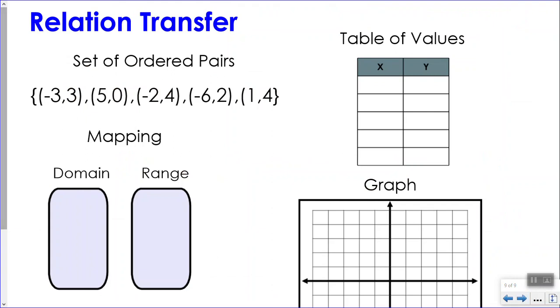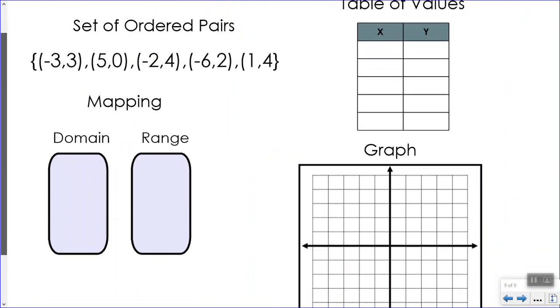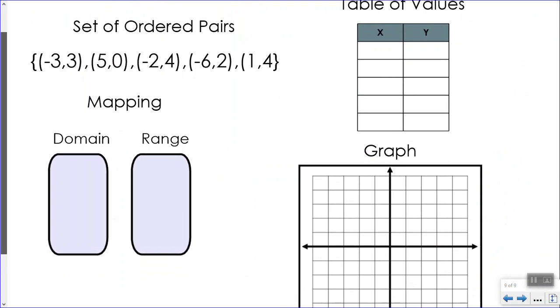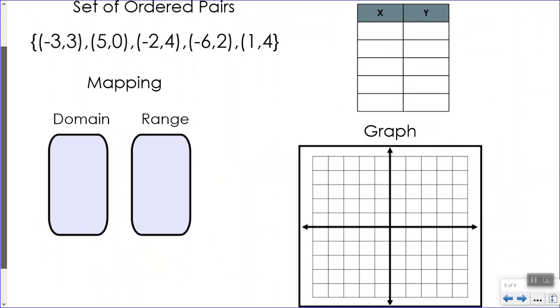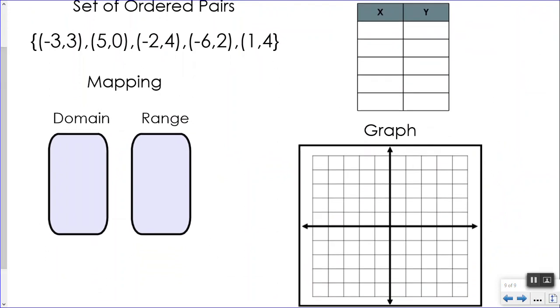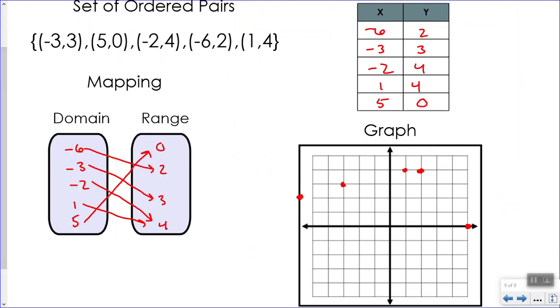Alright, the last thing we want to do here is see if we can take a set of ordered pairs and illustrate it as a relation in the other forms. So pause the video, see if you could fill in the table of values, the mapping, and the graph. Alright, go ahead and check your work. One thing to keep in mind is that for the graph, we're going to leave these discrete points unconnected because we were only given these specific ordered pairs in the relation.